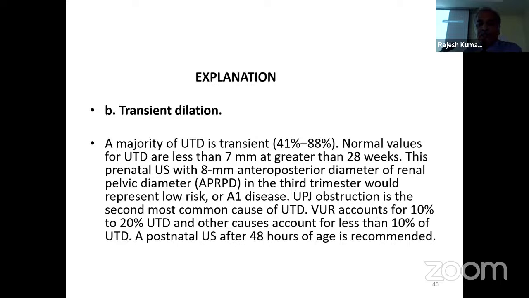So a postnatal ultrasound after 48 hours of age is recommended. It is very important to understand here that if you do it immediately after the birth, the diameter may not be accurate, because the renal function is not proper yet. So we should do the ultrasound at the third or fourth week, or about 4 to 6 weeks after birth, which will give the true picture of the postnatal hydronephrosis. So it is important to do an ultrasound at 4 to 6 weeks.